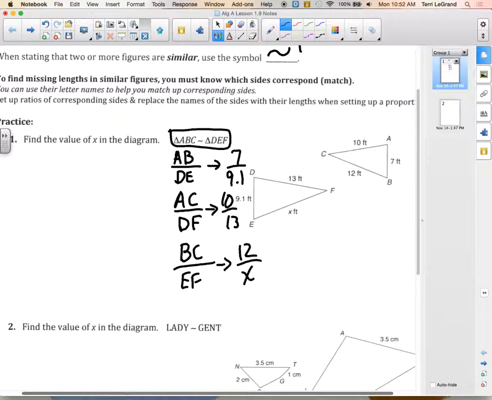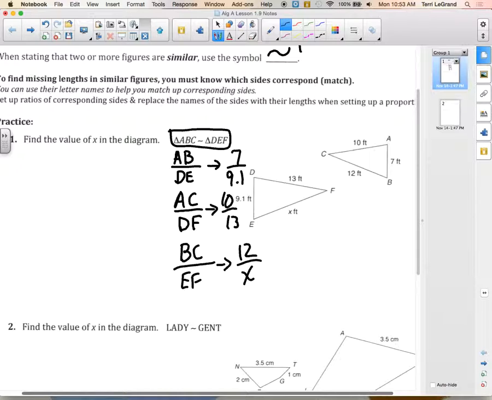So now, this is what I want you to do. I want you to set up all the relationships you possibly can from it. If they're three-sided figures, you should be able to set up 3 ratios. If it's a 4-sided figure, how many ratios should you be able to set up? 4. Yeah. So we need to find the value of X in the diagram. So which of those ratios do we absolutely have to use?